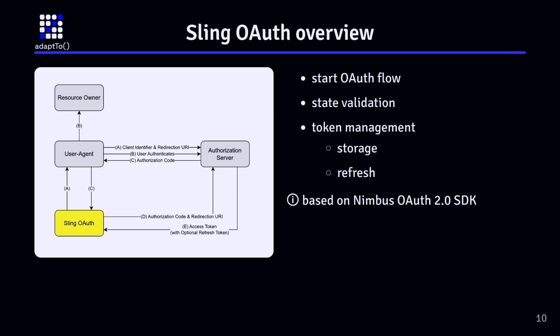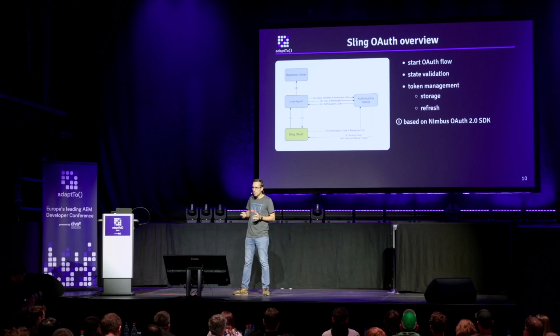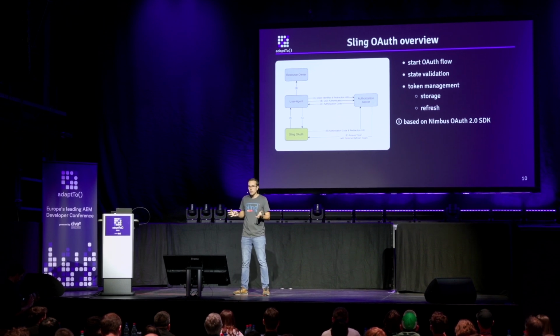The Sling OAuth client bundle allows you to take the role of the client. So you're not implementing token generation or authentication. You just want the Sling application to be able to function as an OAuth client on behalf of third parties. So that means a couple of things. One, there's a way to kick off an authentication flow. So you redirect the user to the authentication server.